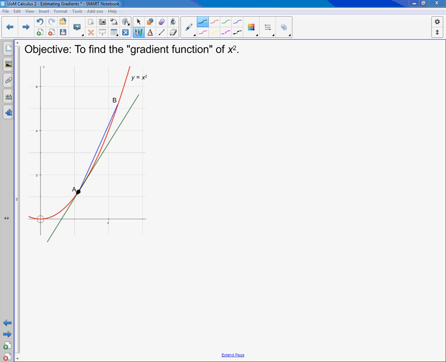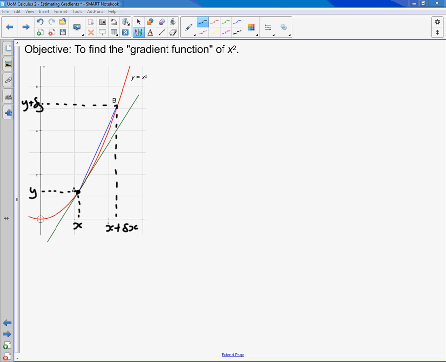Okay, so the way we go about doing this is we pick our point A and we say it has an x coordinate of x and it's going to have a y coordinate of y. And then pick another point B and say that it's got an x coordinate of x plus delta x, which as you'll recall means x plus a little bit. And that means it's going to have a y coordinate of y plus delta y.